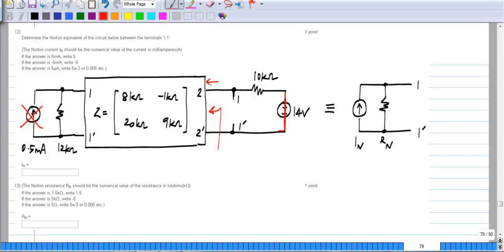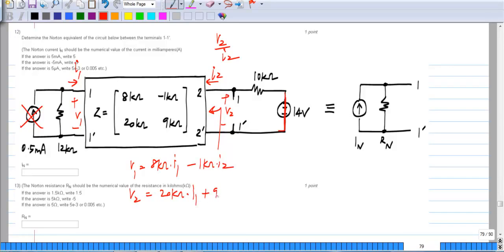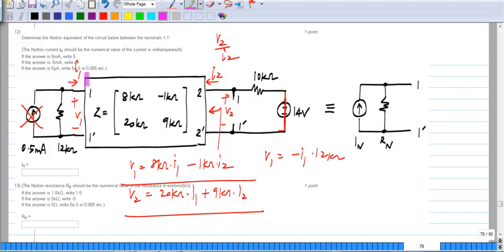So let's say this is I2 and this is V2. So the resistance looking then there would be V2 by I2. And let's say this is V1 and that is I1. So again, we have the same two port relationships. V1 is 8 kilo ohms times I1 minus 1 kilo ohms times I2, and V2 is 20 kilo ohm times I1 plus 9 kilo ohm times I2. We also have this constraint that V1 is minus I1 times 12 kilo ohm, because only a 12 kilo ohm resistance is connected to port 1, nothing else.